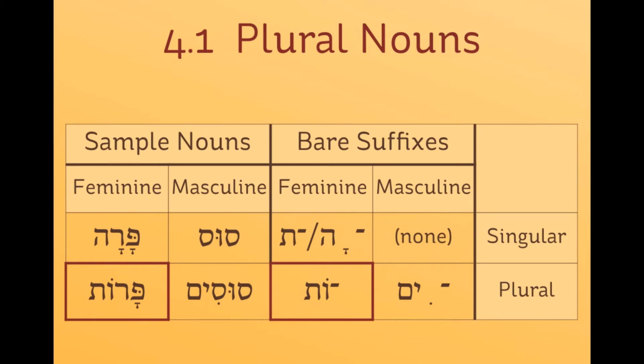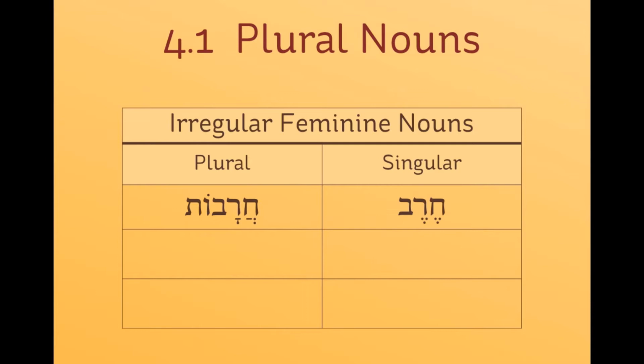But while the endings are an accurate indicator for number, they're not necessarily an accurate indicator for the gender of that noun. We've seen many irregular nouns. Here's the word for sword, cherev, charavot. Here's the word for woman, isha, nashim. Here's the word for stone, even, avanim. All of these are irregular feminine nouns, and they come in all kinds of varieties.